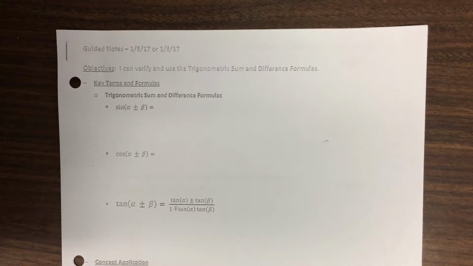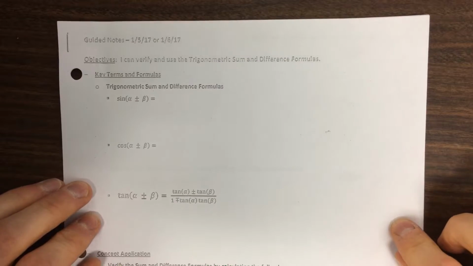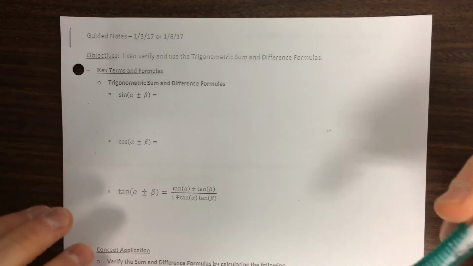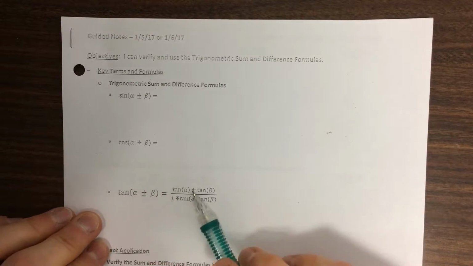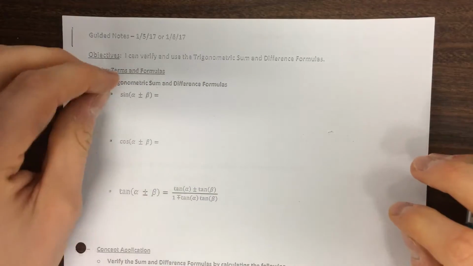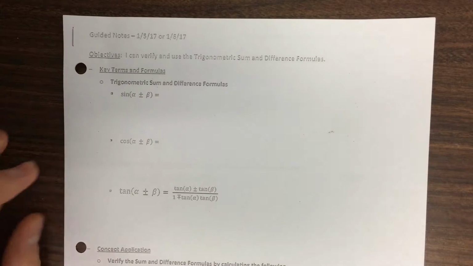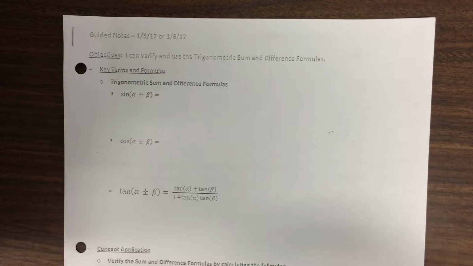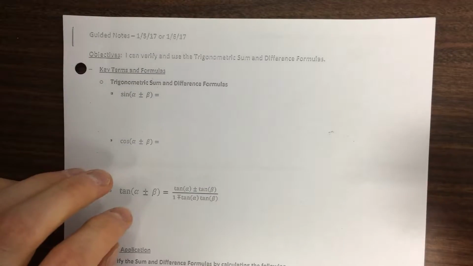We're still looking at trigonometry. We're talking about sum and difference formulas, and we have three main sum and difference formulas. I already gave tangent here. I'll get there. We're going to talk briefly about the sine and cosine sum and difference formulas, verify them, see how they work, and end it there.